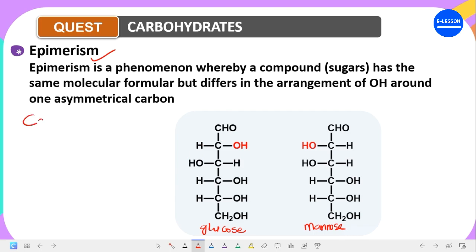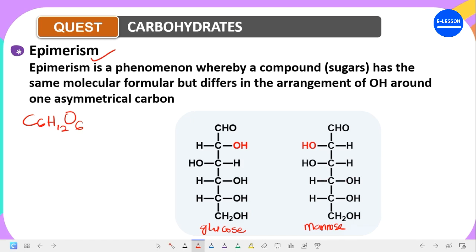C6H12O6. If you count the number of carbons here, how many? 1, 2, 3, 4, 5, 6. The number of oxygen here is 6 also: 1, 2, 3, 4, 5, 6. The number of hydrogen: 1, 2, 3, 4, 5, 6, 7, 8, 9, 10, then plus these two, making it what? 12. That is why it is H12O6. If you count this one also, it's the same.